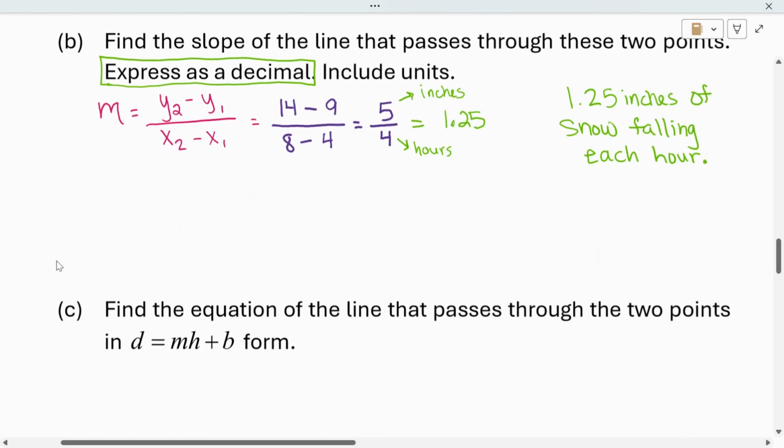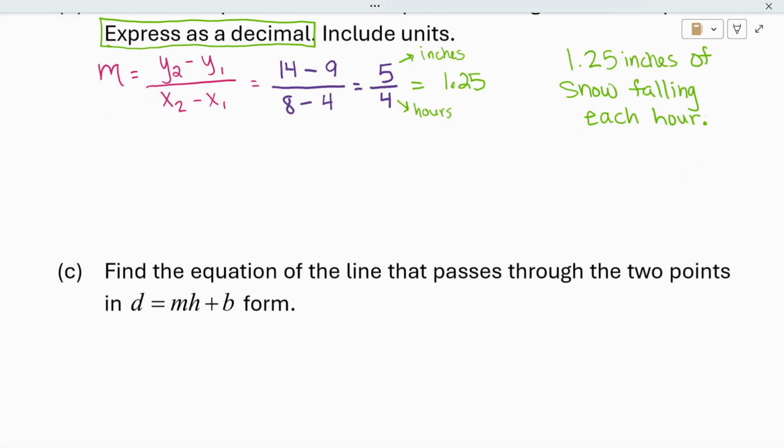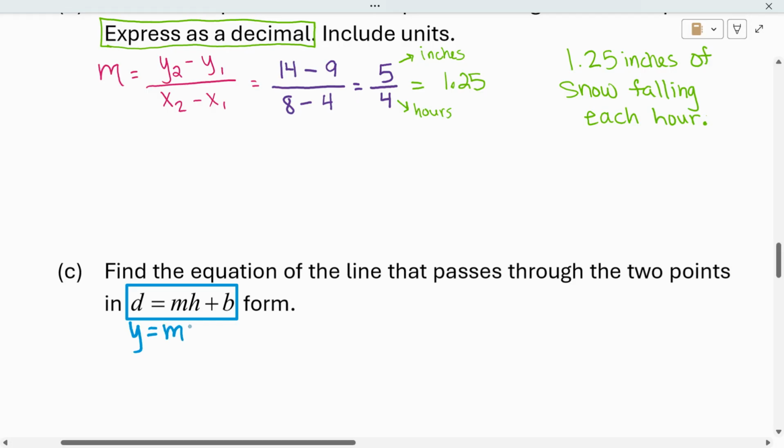Question C says, okay, now let's find an equation of the line that passes through the 2 points. Notice that it asks us to write the equation as D equals m times h plus b. But remember that the depth of my snow is actually the variable y, and my hours is actually x. So when you're given a question like this where it is asking you to use other variables, don't get distraught. Think about what those relate to. You can always write your equation using the variables y and x and then substitute them out at the end, which is what we'll do.